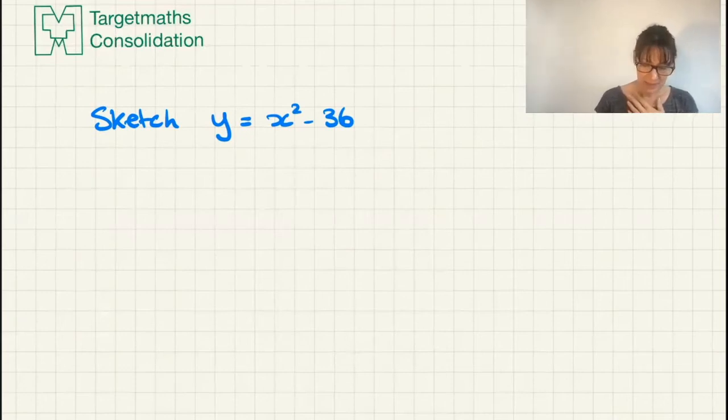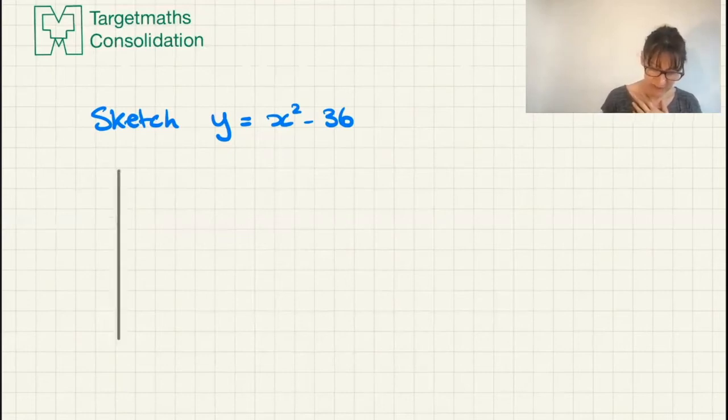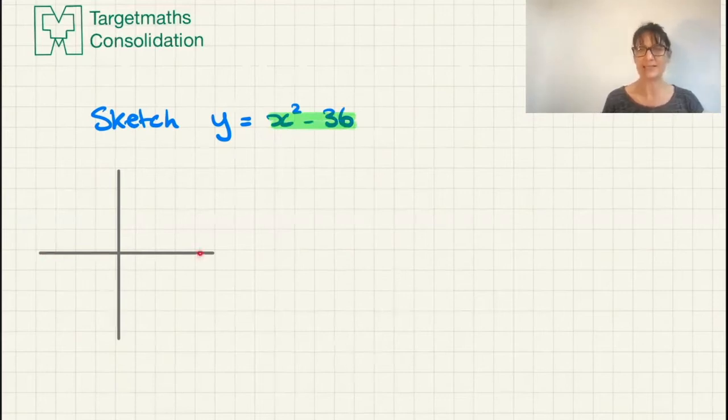Okay, so to sketch the graph, let's get my axes set up and ready to go. So to sketch the graph, I am going to need some coordinates. I'm not going to draw a table and try and do anything accurately because it says sketch. What I'm actually going to do is factorize this bit here, and that will tell me where it crosses the x-axis. The solutions to this are the roots of the graph, and the roots of the graph are on the x-axis.